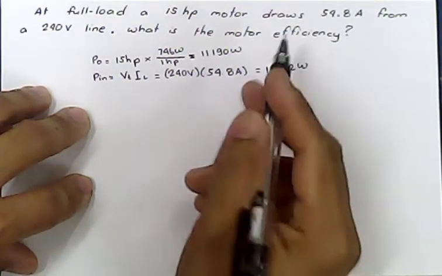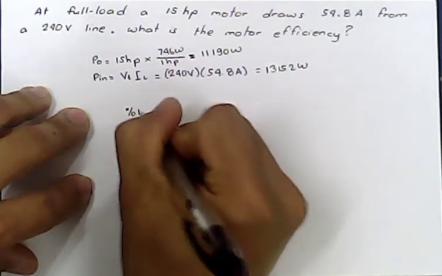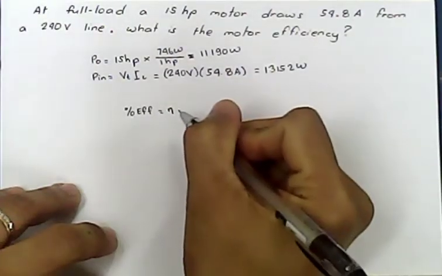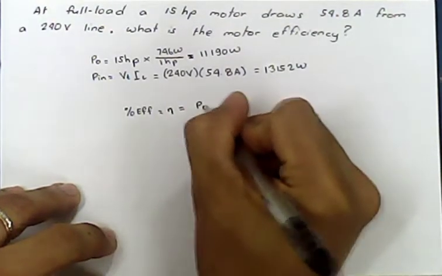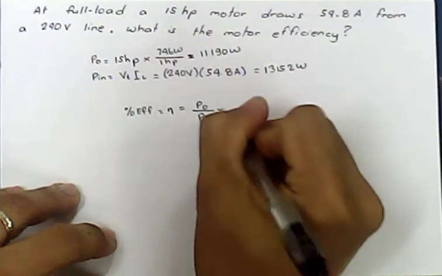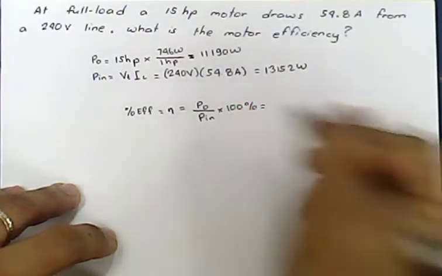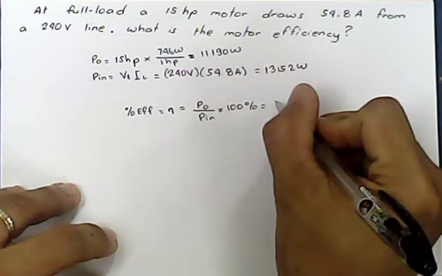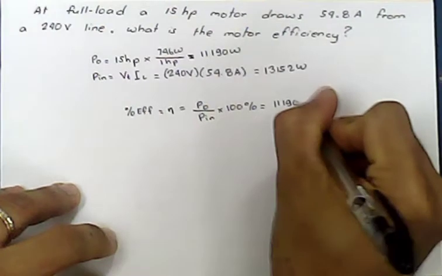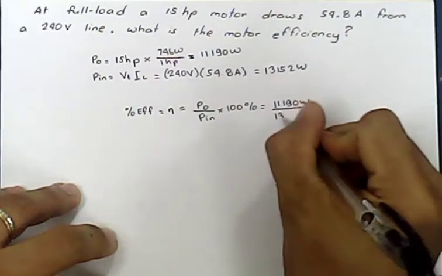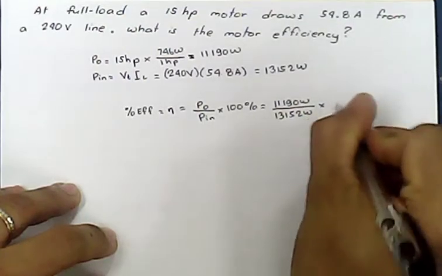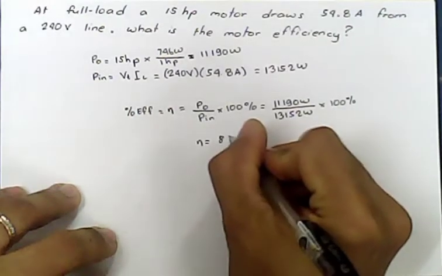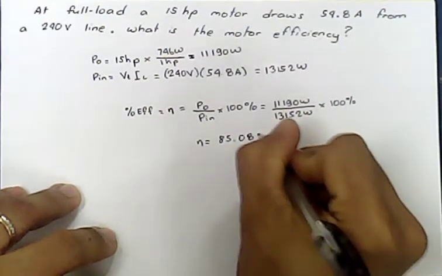For the motor efficiency, we have the formula, percent efficiency. Ginagamit din po ang symbol na ito for percent efficiency. This is equivalent to the power output, divide this by the power input times 100%. Substituting yung mga values ng power input and output in terms of watts, 11,190 watts, divide natin ito ng 13,152 watts times 100%. Ang efficiency equals 85.08%.